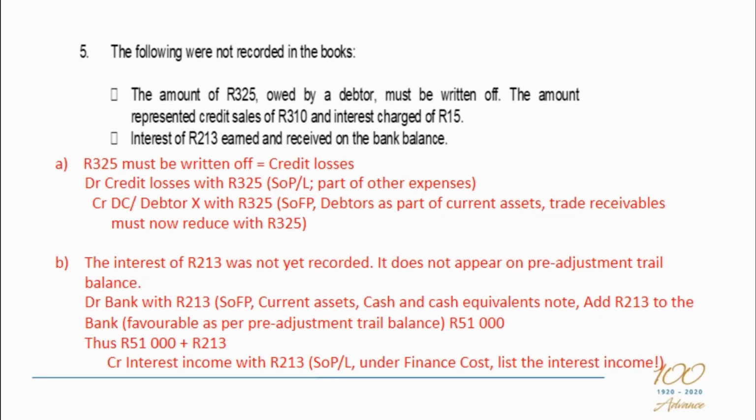But we have earned this income and we have received it as well. So now we credit the interest income. That will have an effect on my statement of profit or loss. Interest income falls under my finance cost, and I will add that underneath the finance cost in my statement of profit or loss.